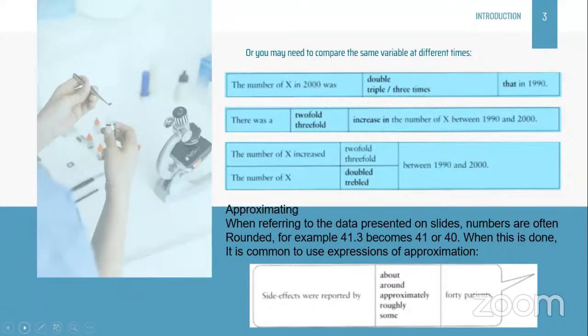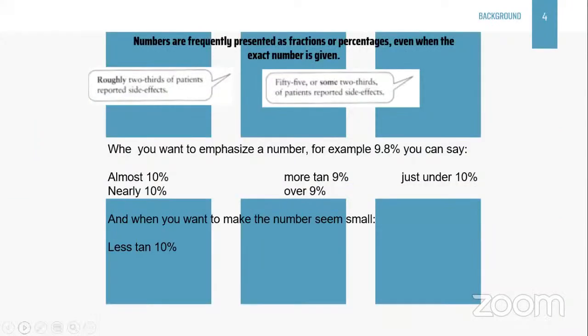Here we have side effects were reported by about, around, approximately and roughly. Do you understand the word roughly? Is it like saying almost or something similar? Yes, it's the same. Okay, thank you, Sergio. Perfect. Let's continue then. Sergio, can you read this part?